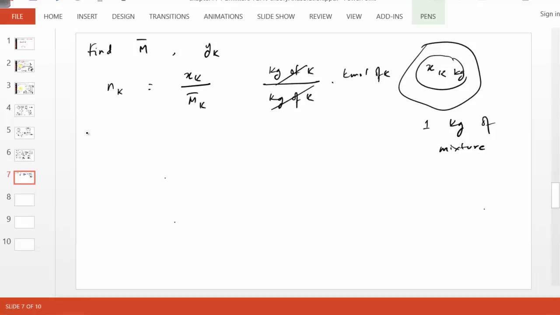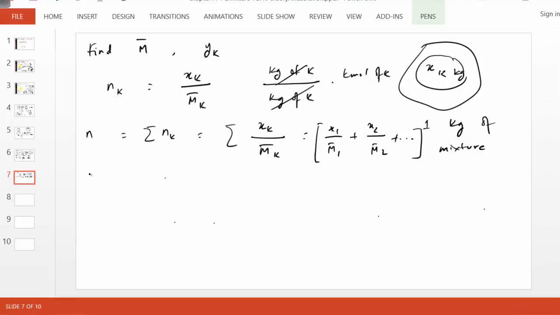So what is the total mole we have? The total mole we have is the summation of that, which is the summation of xk over m bar k. You understand that is if I have x1 kg of component 1, x2 kg of component 2, this is how the summation goes.